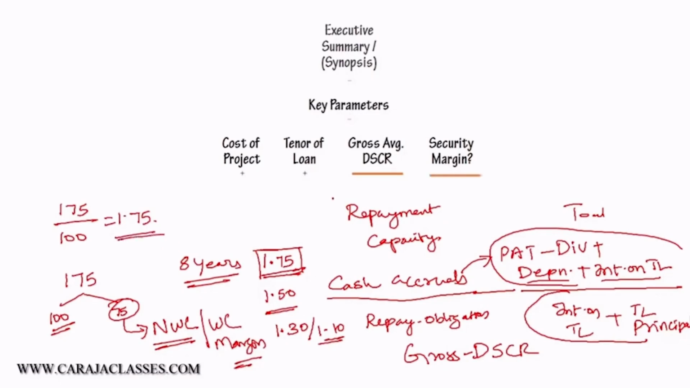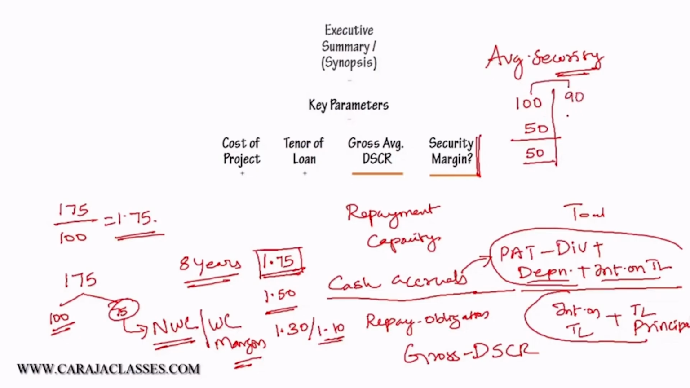Next comes security margin. The sanctioning authority will be interested in knowing what the security margin will be, mainly the average security margin available throughout this loan period. Let's say the loan given is 50 and the assets available against this loan are worth 100. It means you have a security margin of 50. This is in year 1. In year 2, the asset value of 100, because of depreciation, is becoming 90, and your term loan outstanding is also coming down, let's say 50 is becoming 45.